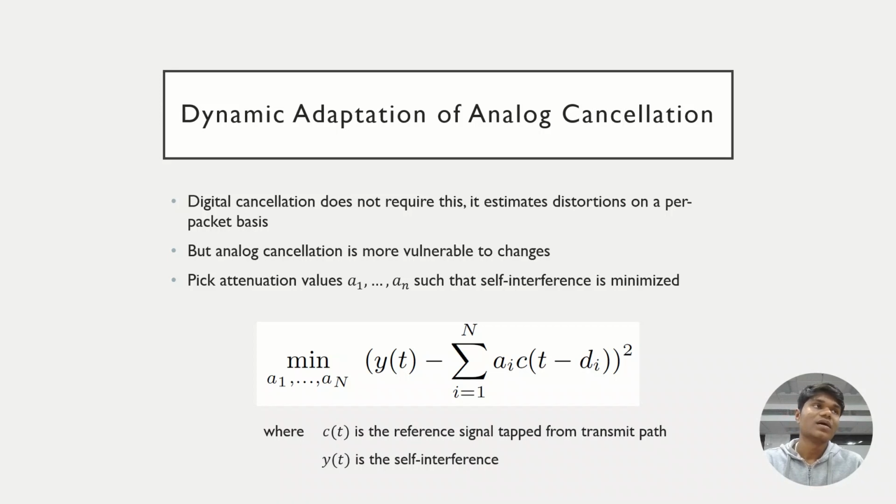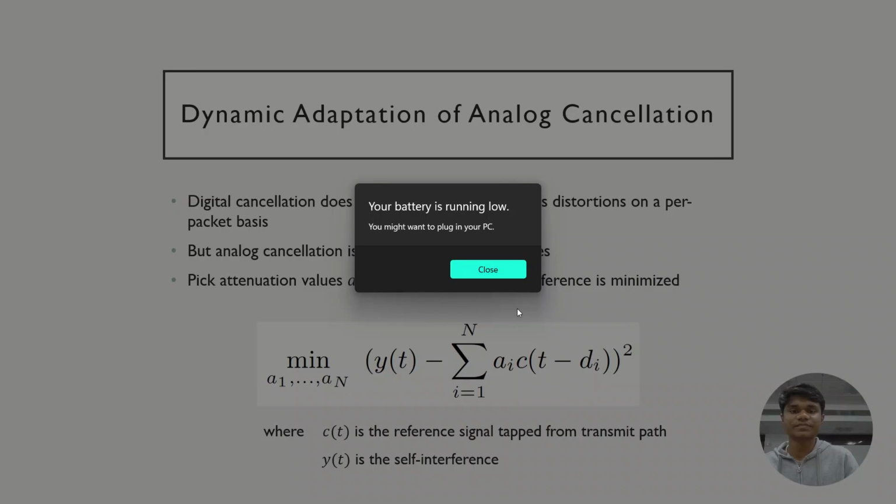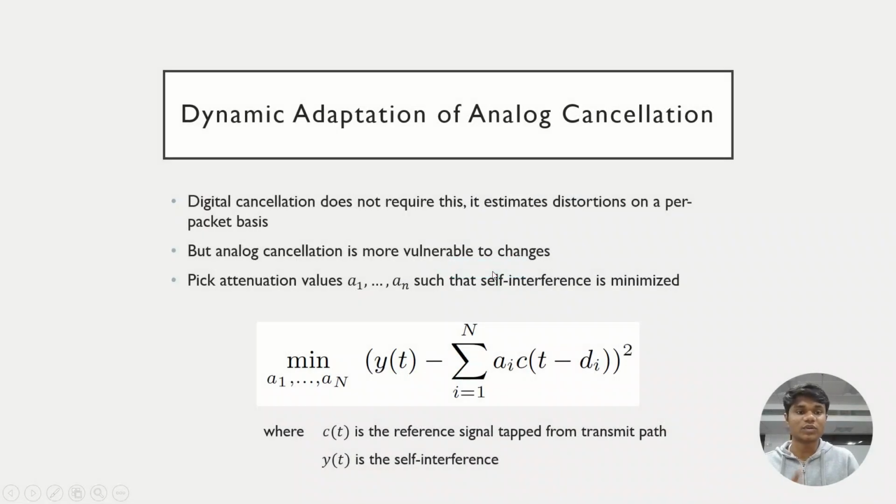Now, in the analog cancellation, what we were doing is delay the signal and apply various attenuations. Okay, battery is low. Wait a minute.